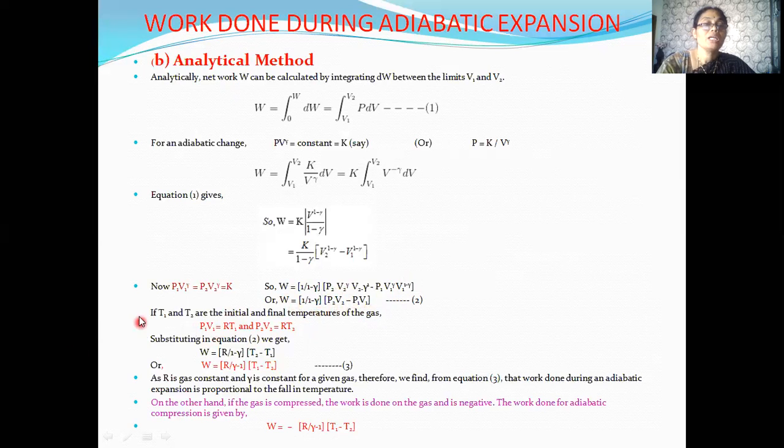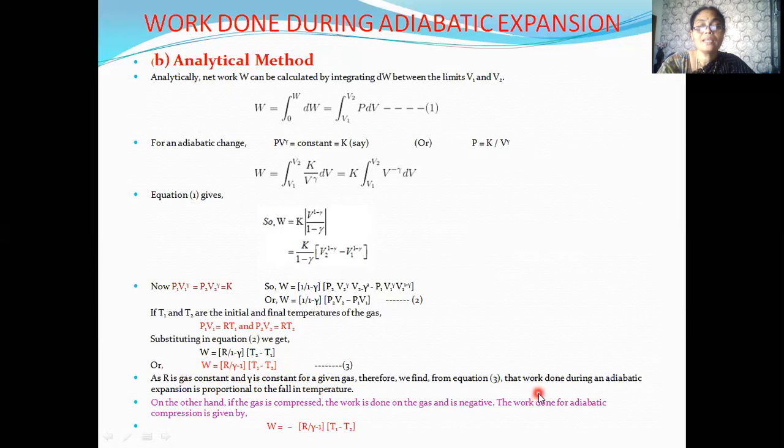Now, if T1 and T2 are the initial and final temperatures of the gas, according to the gas equation, P1 V1 is equal to RT1 and P2 V2 is equal to RT2. Substituting, we get W is equal to R by gamma minus 1 into T1 minus T2. So this is the expression for the work done during an adiabatic expansion. W is equal to R by gamma minus 1 into T1 minus T2. Here, R is a constant and gamma is also constant.